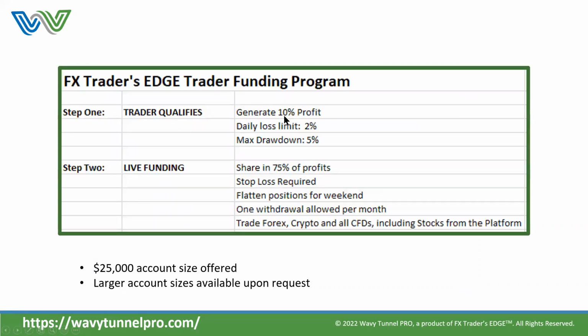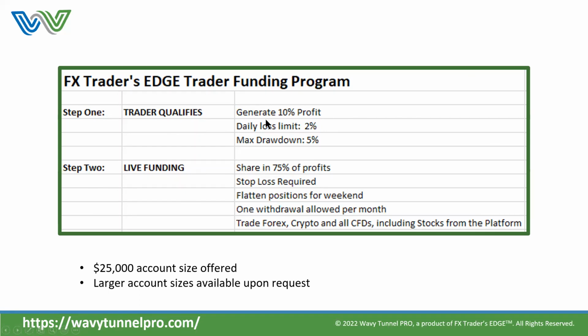Step one, to qualify, you have to generate 10% profit, and your daily loss limit is 2%. Your maximum drawdown is 5%. If you exceed these limits, your account is closed down, and that's it. I'm offering you a funding program for $25,000 as part of this package, but once you exceed the limits, you have to start again.